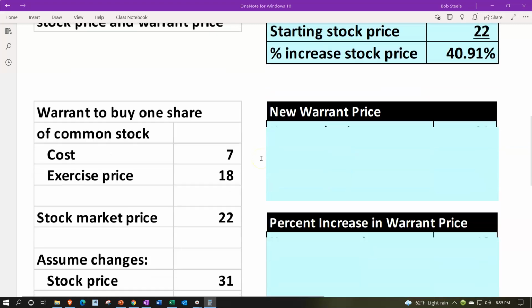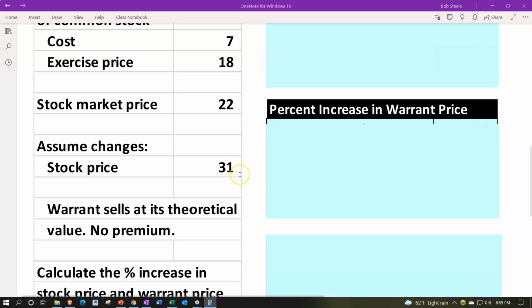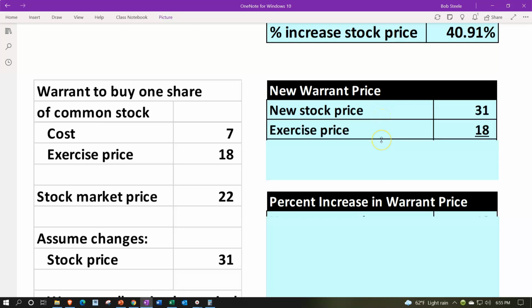Let's think about the warrants then. What would happen to the warrants if we saw this increase in the stock price? Well, we can calculate the new warrant price. We're going to say the new stock price is 31. The exercise price is 18.